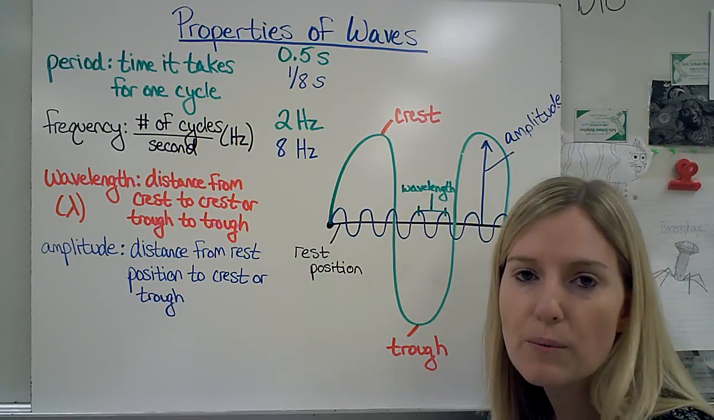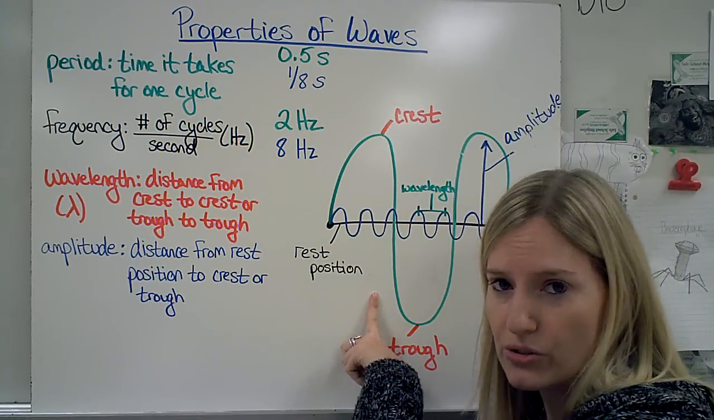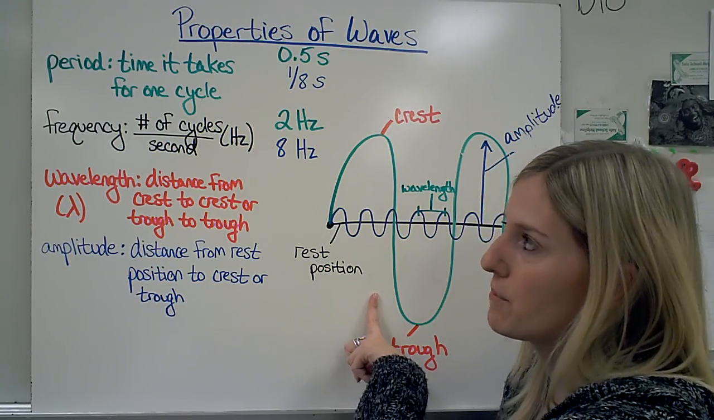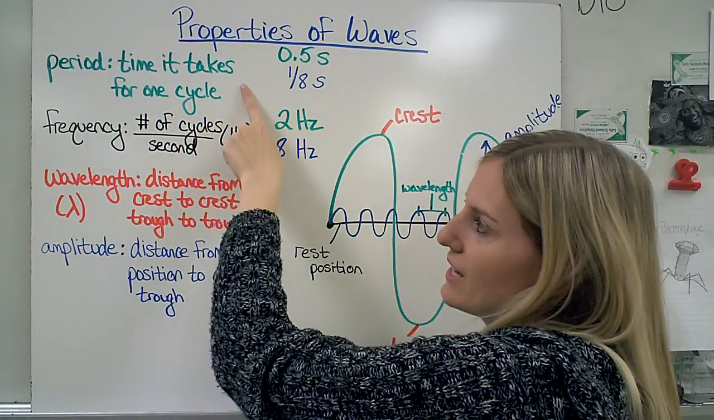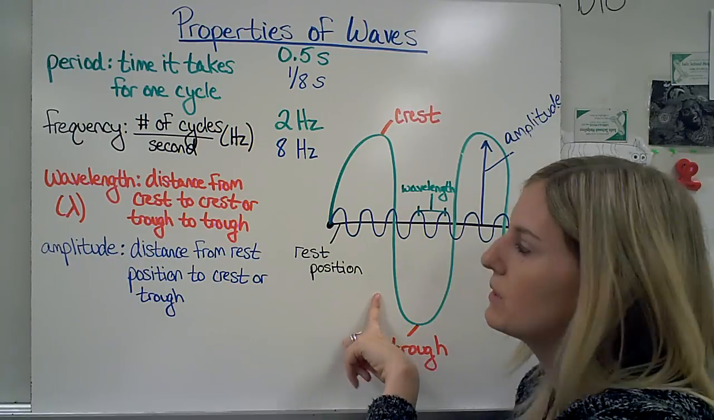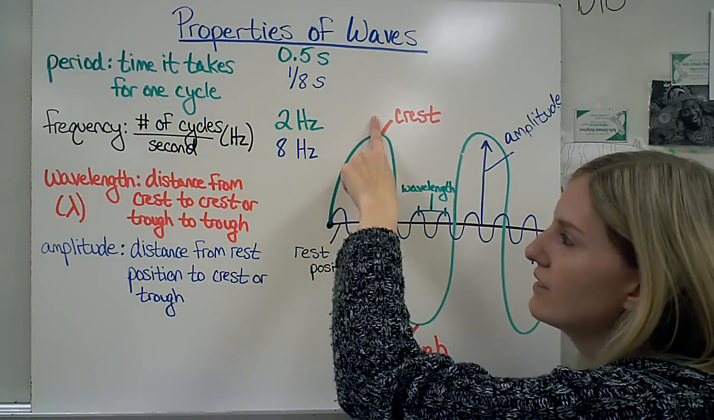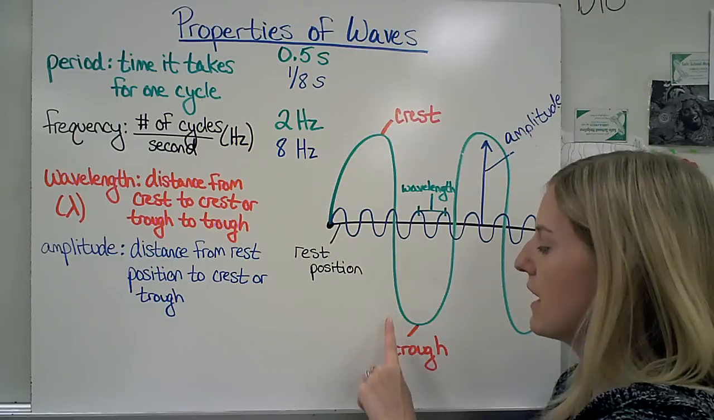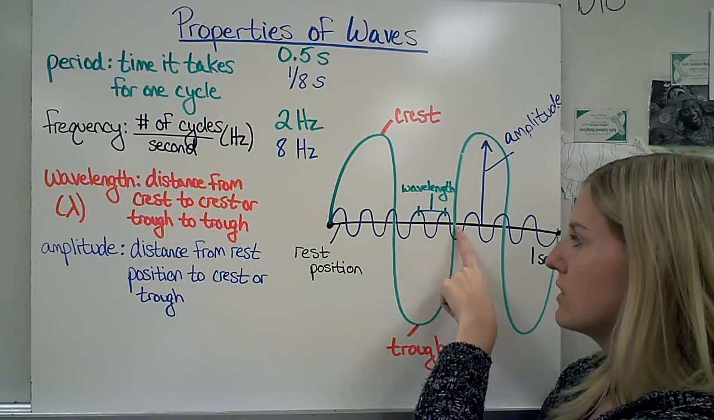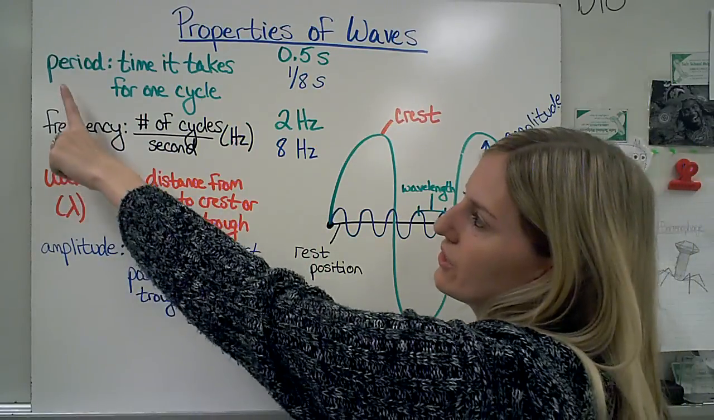So my waves have different properties, and we're usually going to look at transverse waves for these properties because it's easier to draw them and to visualize them using transverse waves, but all waves have these properties. The first property is the time it takes for one cycle of the wave. For my transverse waves, a cycle is going to be when I start at the rest position, that's this black line, go up to a crest, that's the highest point of a wave, and I come down to a trough, which is the lowest part of the wave, and then I come back to the rest position. That would be one cycle. However long that takes is considered the wave's period.